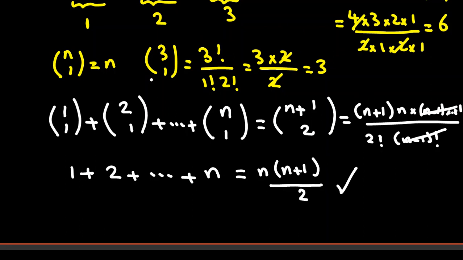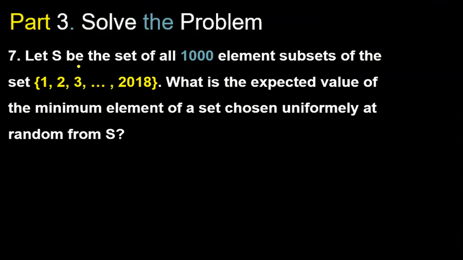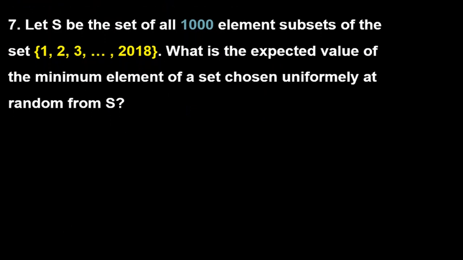Now, let's jump into part 3 where we want to solve the problem. Okay, in problem number 7, it says what? We have 1 to 2018, and for all 1000-element subsets, we want to consider the minimum element and the mean of that. So here, for example, let me first tell you my idea for 1, 2, 3, 4.